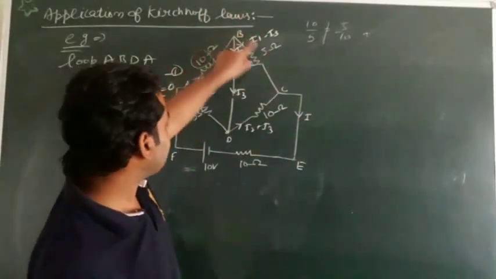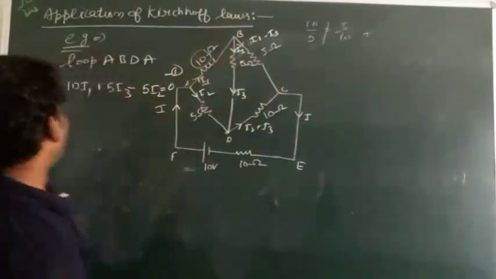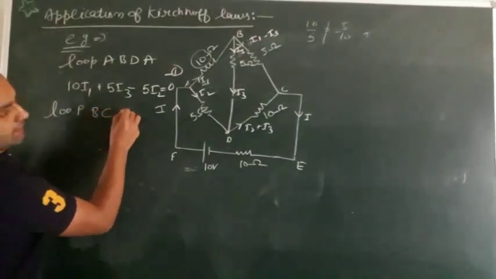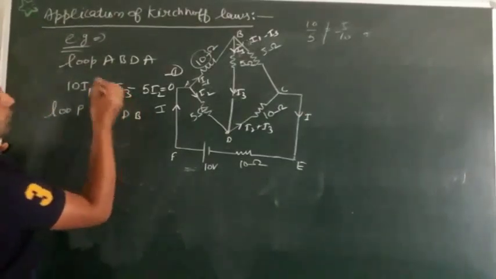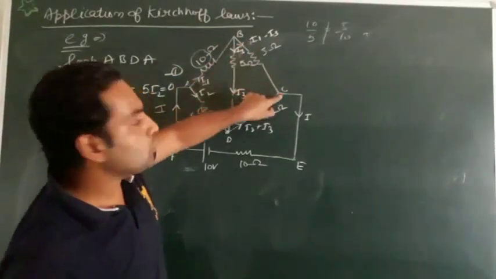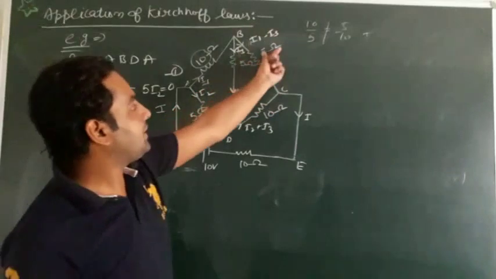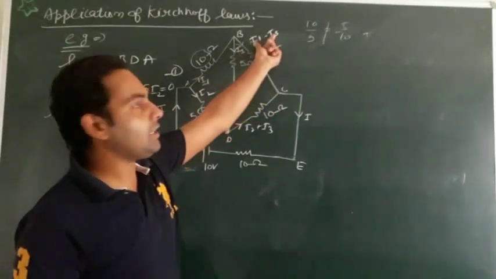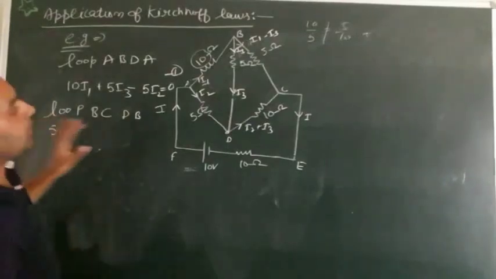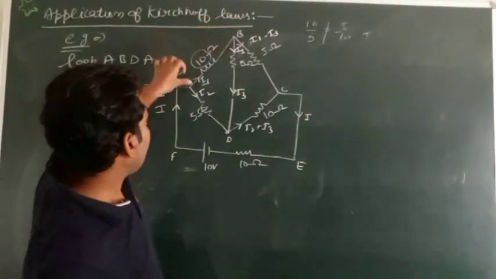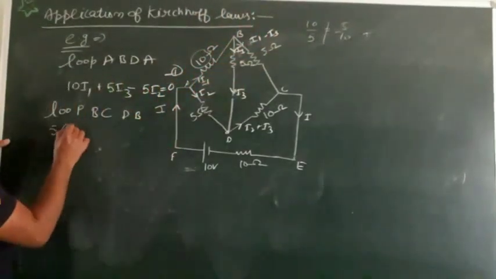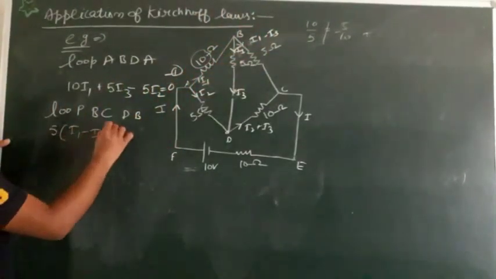The loop is BCDB. Again we move from B to C, and the current also moves from B to C. So the product of this resistance 5 and that current is taken as positive. What is the current here? I3 goes that way and I1 comes from there, so the current is I1 minus I3. Here it comes out to be 5 into I1 minus I3.